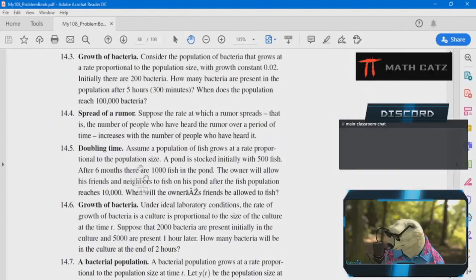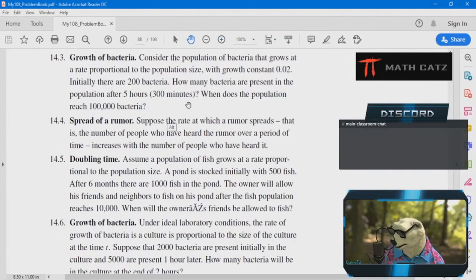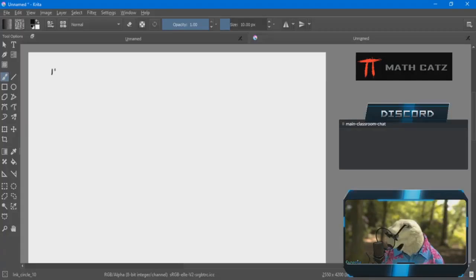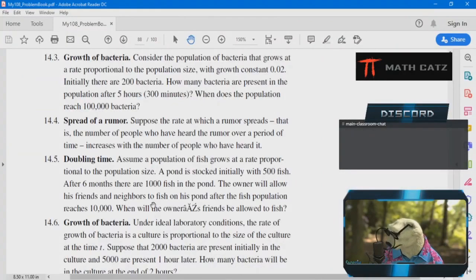And we'll see that there's a lot of similarity between these. Let's look at this first one, growth of bacteria, 14.3. Consider the population of bacteria that grows at a rate proportional to the population size. So that tells me that's the differential equation we're working with.